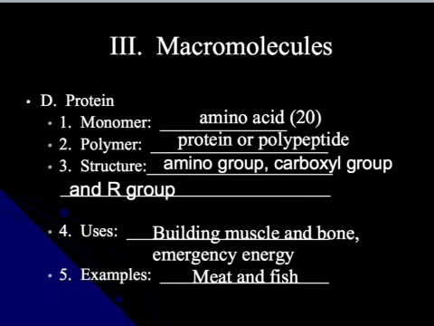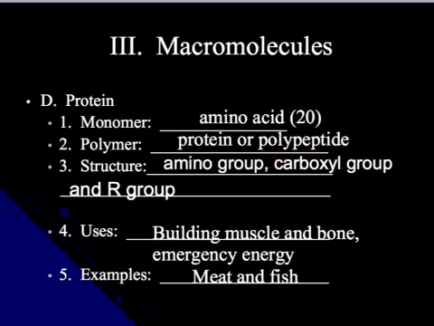As we move on to the next macromolecule, which is proteins, all proteins will break down to their monomer, which is called an amino acid. There are 20 different types of amino acids in the human body. Any different sequence of these amino acids will be put together and form their polymer, known by the common word protein, or also known as a polypeptide.